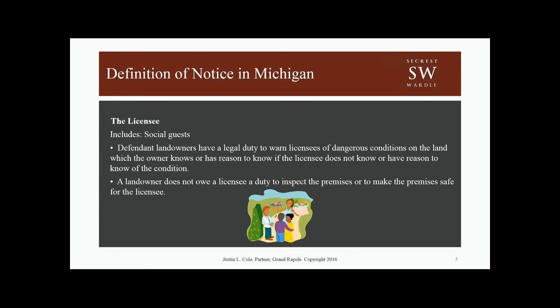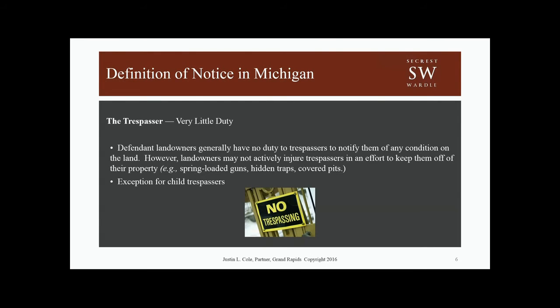Defendant landowners generally have no duty to trespassers to notify them of any condition on the land. However, landowners may not actively injure trespassers in an effort to keep them off their property. You hear the cases involving landowners who install spring-loaded guns, hidden traps, and covered pits. These items, and others like them, equate to a landowner actively taking action to injure trespassers in an effort to keep them off of their property. Liability will certainly attach in those instances. However, in Michigan, we also have an exception for child trespassers.